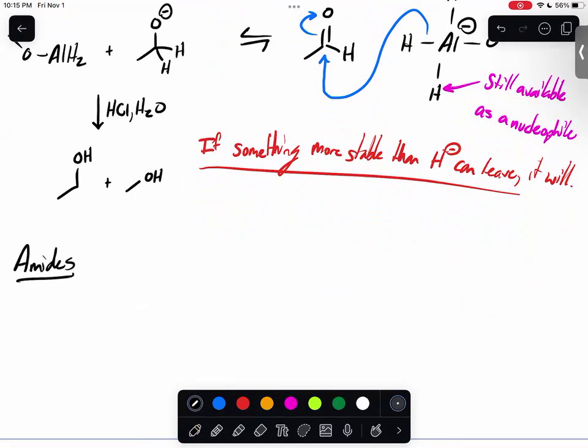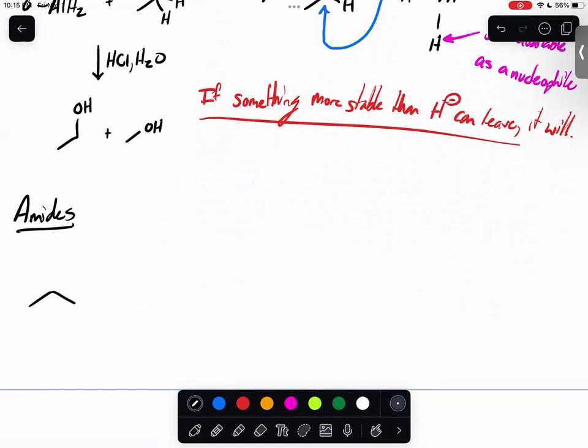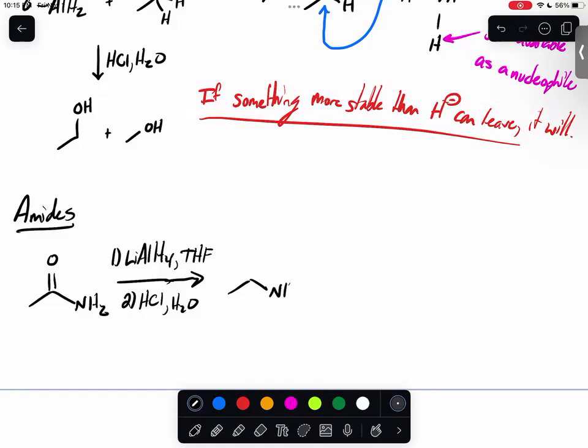An amide at this point, you may think is going to act very similar to the ester, right? If we add in our lithium aluminum hydride in THF, and then we follow it up with HCl and water, what do you think we end up with? Well, the answer is actually an amine. So that might be a little bit of a surprise, but it makes a lot of sense if you look at the mechanism.